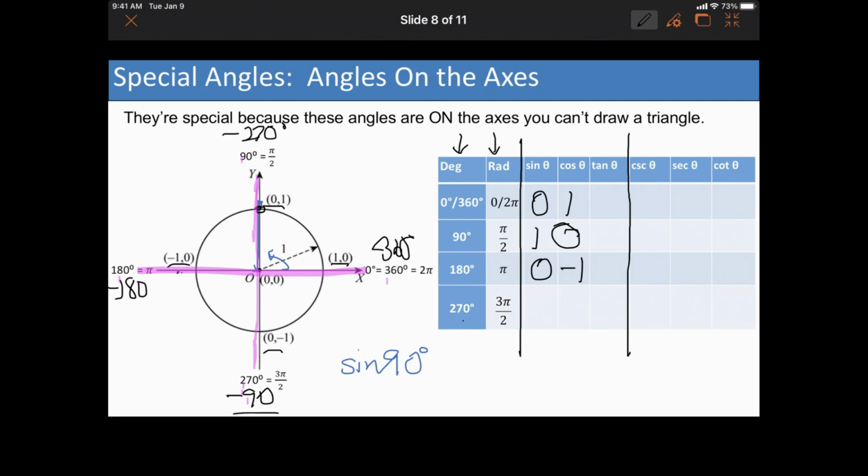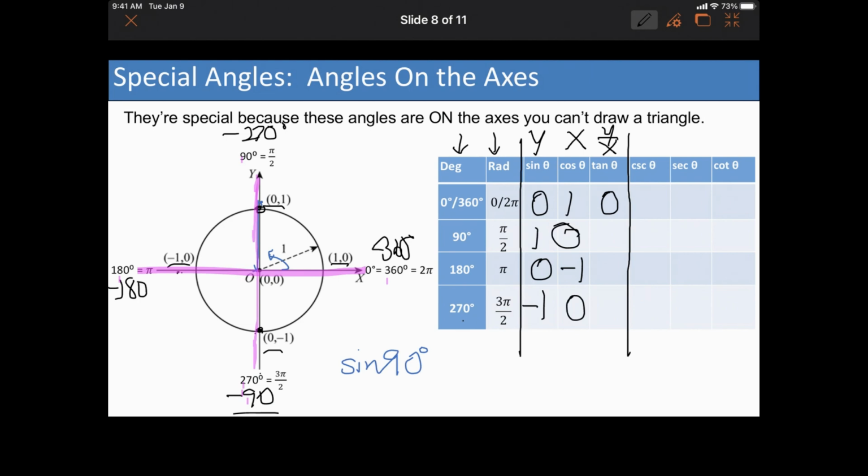Okay, for 270, which is down here, this point, sine is negative 1, and cosine is 0. So what happened? The pattern: sine turns out to be the y coordinate of the point, and cosine turned out to be the x coordinate of the point. So they're related to the point. The tangent, this one is 0, turns out to be y over x.